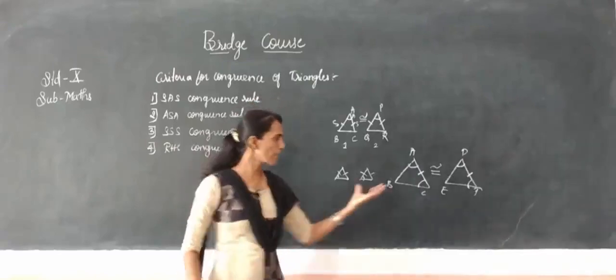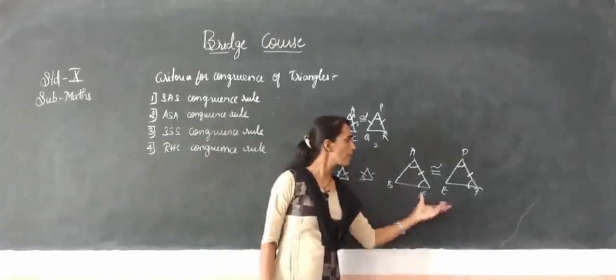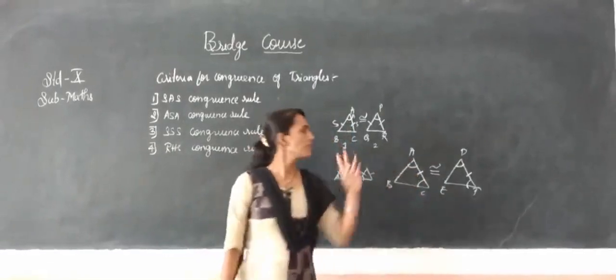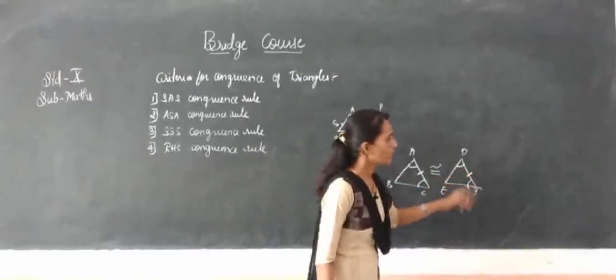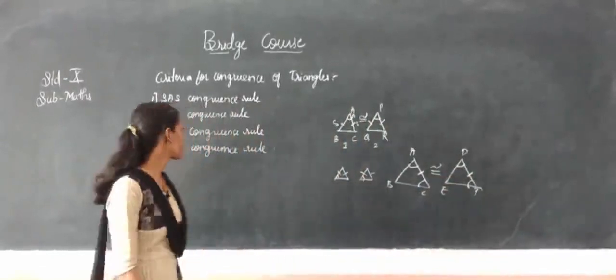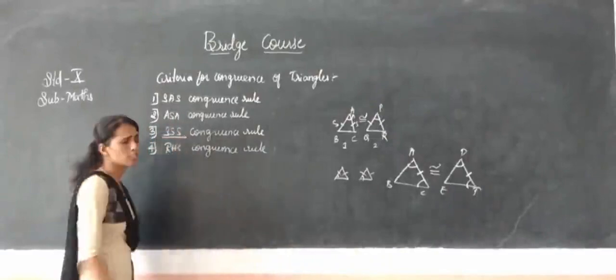Otherwise, two triangles are said to be congruent when two angles and the included side of one triangle are equal to two angles and the included side of another triangle. So that time the two triangles are congruent. So next one will be the SSS congruency rule.